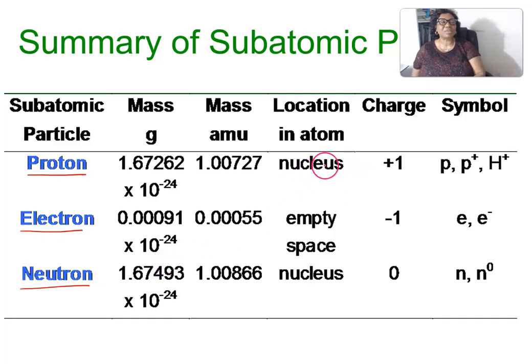The protons and neutrons are located in the nucleus. Meanwhile, the electron is located in the empty space. The charge on the proton is +1. The charge on the electron is -1, which are equal in number and make an atom neutral. These are some of the symbols which are used. For proton, we can use P, P+, or H+. For electron, we can use e or e-. And for neutron, we can use n or n0.